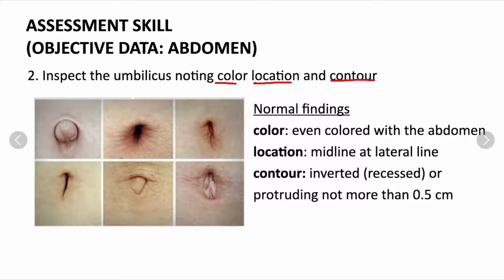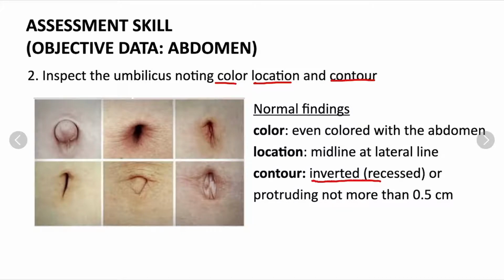Okay, and then the location, it's midline at the lateral line. Okay, so usually it's laterally placed. And for the contour, you may say that it may be inverted. When we say inverted, that's the normal. Usually this is the common, what I mean, this is the inverted, so it's not seen, it's inside or tucked in or recessed.